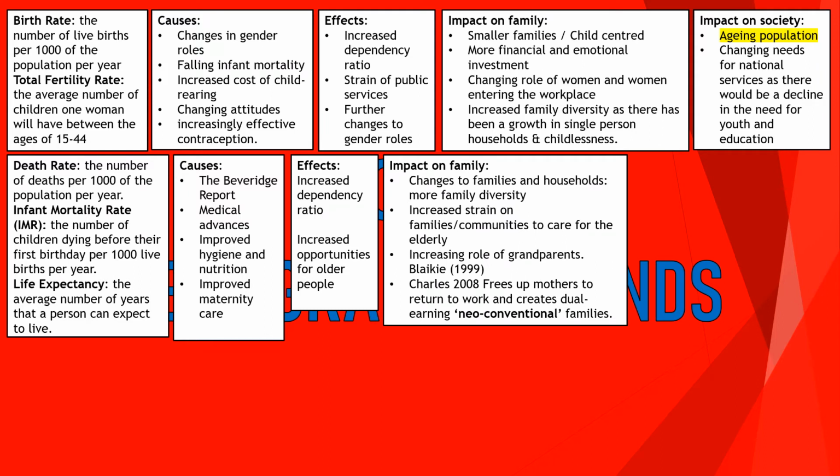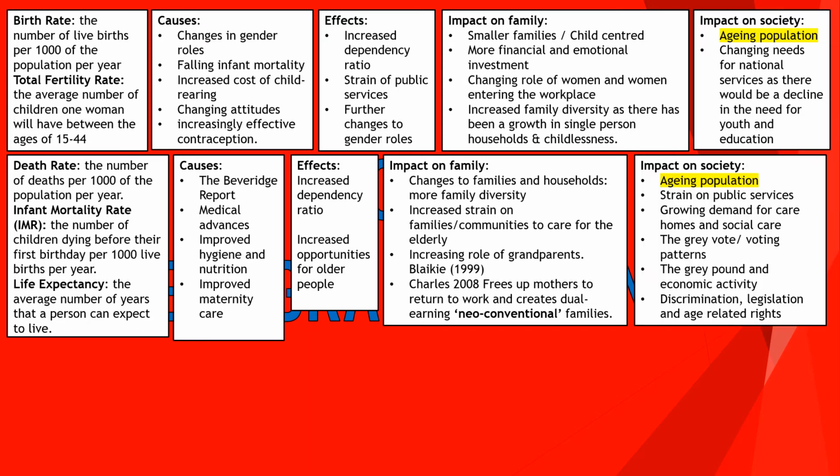In terms of family life, there'll be changes to families, so there'll be more diversity. So we're going to see an increase in beanpole families. There'll be an increase in strain on families and communities providing care for the elderly. The role of grandparents in the family will improve and increase, and also Charles highlights that the grandparents free up mums to go back to work. This will lead to more dual earner, neo-conventional families.